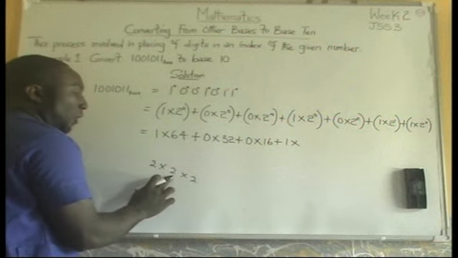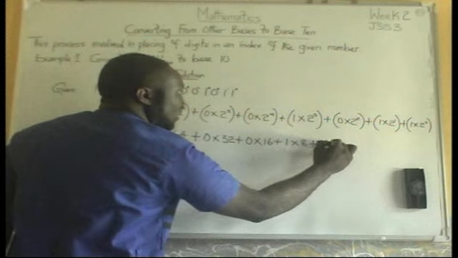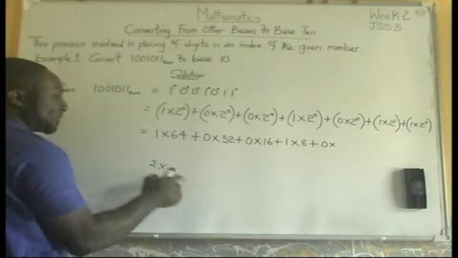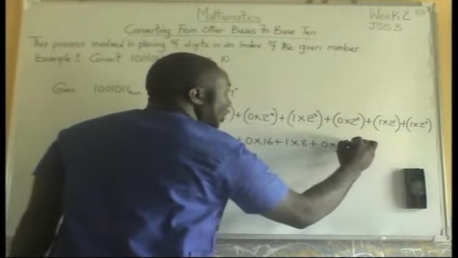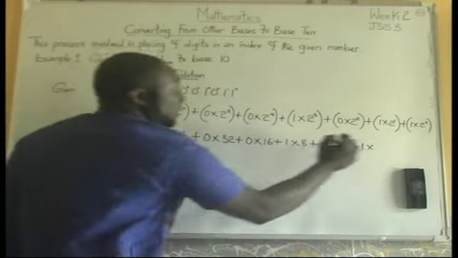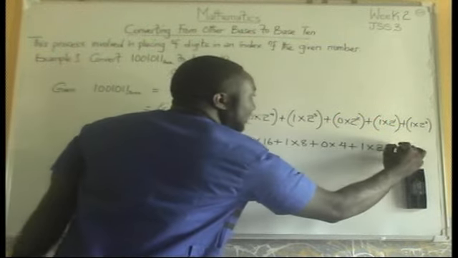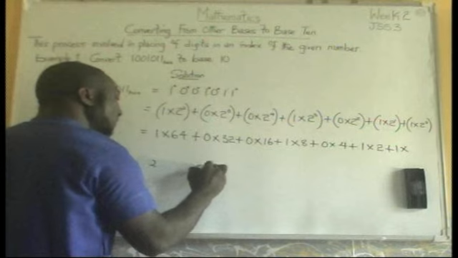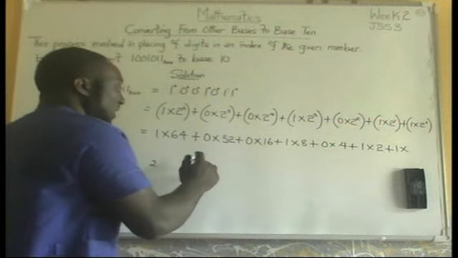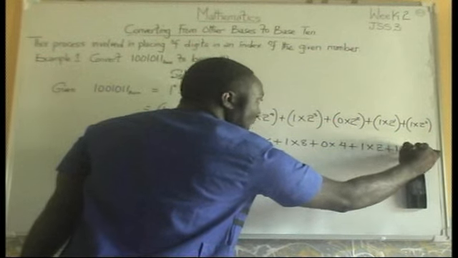2 times 2, 4 times 2, 8. So you put 8 here. Plus 0 times 2 raised to the power of 2. 2 times 2 is 4. Plus 1 times 2 raised to the power of 1, which is still 2. So you put it there. Plus 1 times anything raised to the power of 0, according to the law of indices, is equal to 1. So 2 raised to the power of 0 is 1.